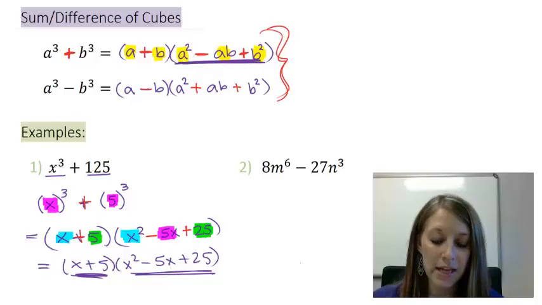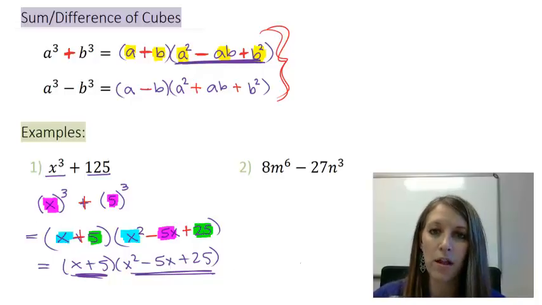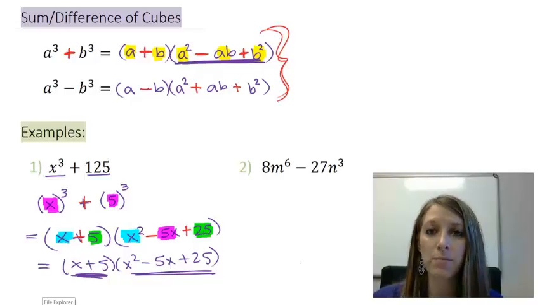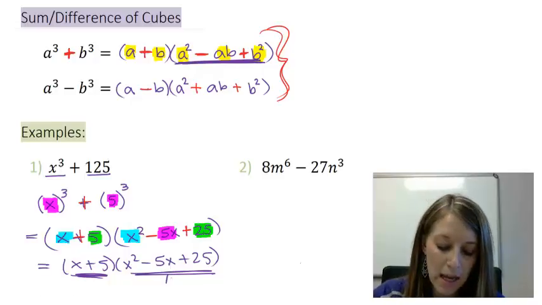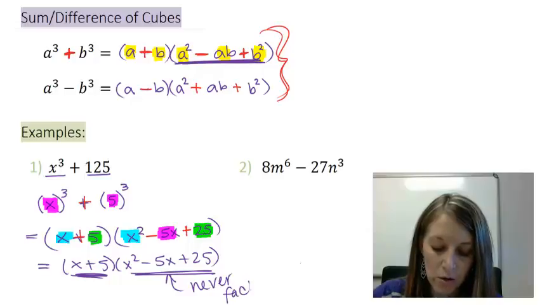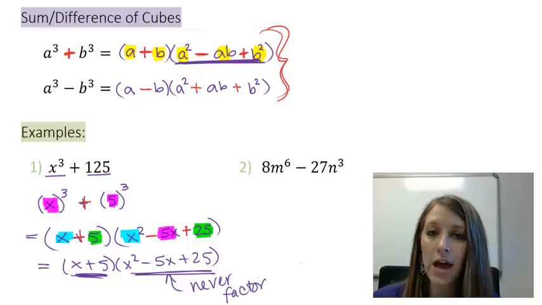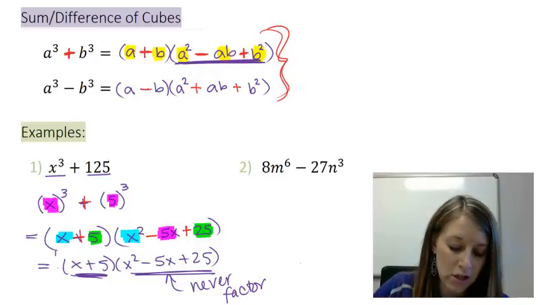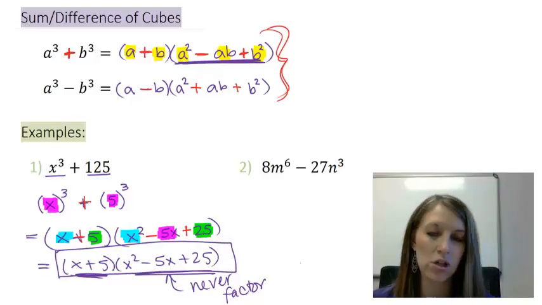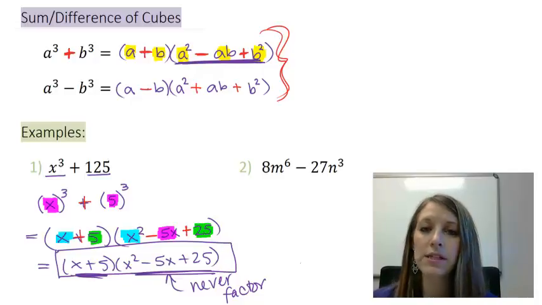But let me give you a hint. This second set of parentheses after you do the cube formula will always resemble a trinomial, but it will never factor as a trinomial. So don't waste your time trying to factor it farther, because I just told you that it never will. So we finally have our answer to example 1. Let's move over to example 2, and I suggest that you try this one on your own.